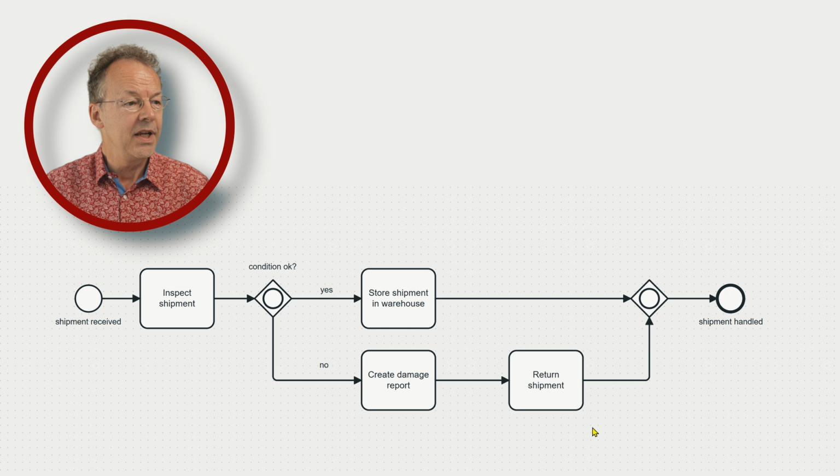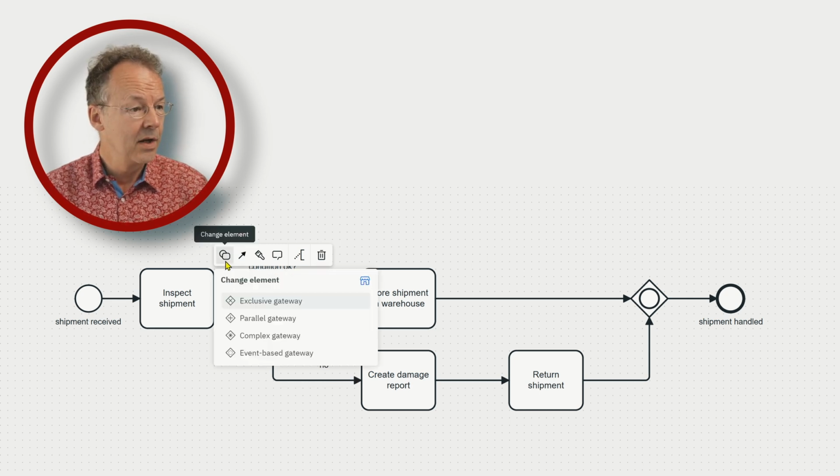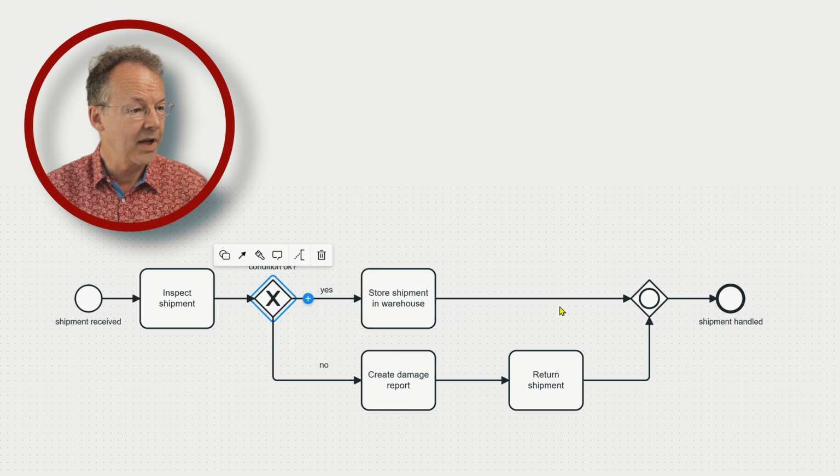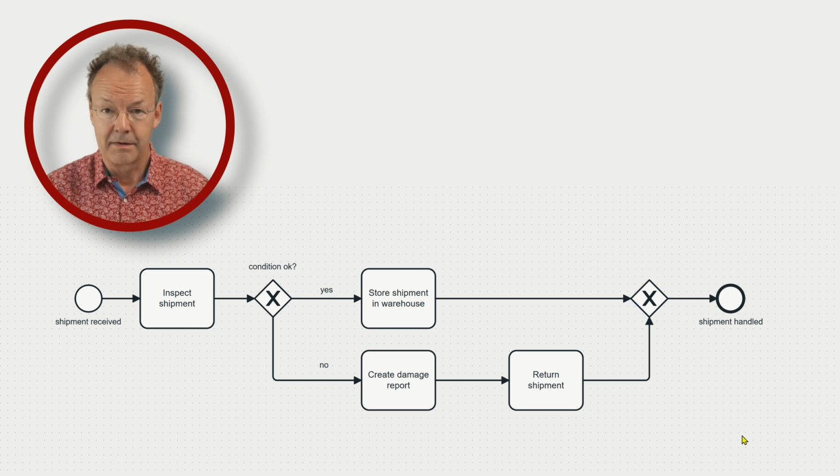shipment. So here we have a branching that has a yes or no answer, and therefore we have the wrong gateway here. This is an inclusive gateway, but an exclusive gateway is required here. So we just change that to an exclusive gateway here and also here. And then it's perfect.